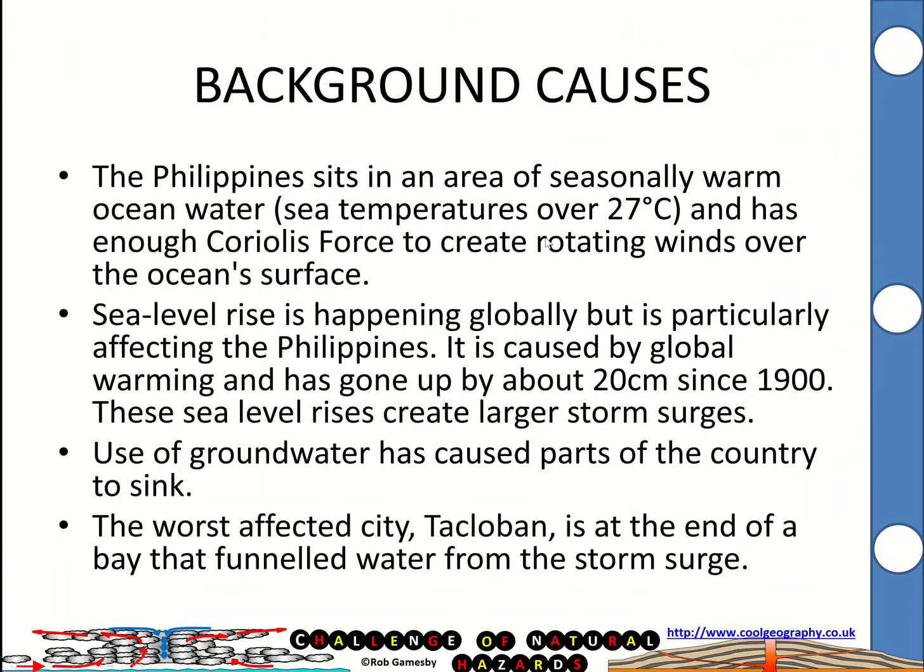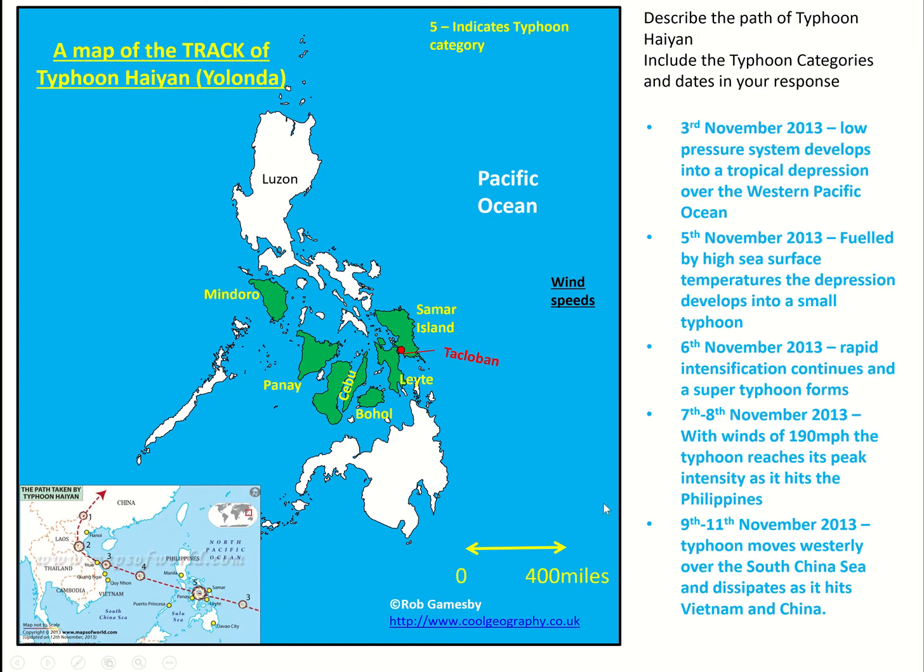The reason why the Philippines gets tropical storms like this is because it sits in an area of seasonally very warm ocean water where the sea temperatures go above 27 degrees Celsius, and it's got enough Coriolis force to create the rotating winds that you need. Other problems that the Philippines has is that it's experienced sea level rise because of climate change. Parts of the country have sunk because of groundwater, and the worst affected city, which was Tacloban, is at the end of a bay that funneled water from the storm surge.